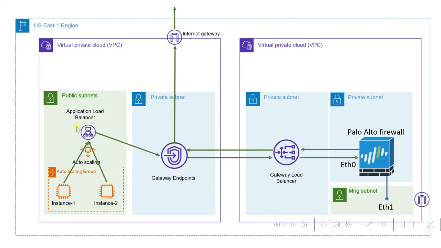So as of now, we have created all these devices: auto scaling group and application load balancer are available. The endpoint is created now, and this is the gateway load balancer, the Palo Alto firewall application, and this management interface. These are all available now. So let's create routing tables and modify the routing tables as per our requirement. Okay, let's jump into our console again.